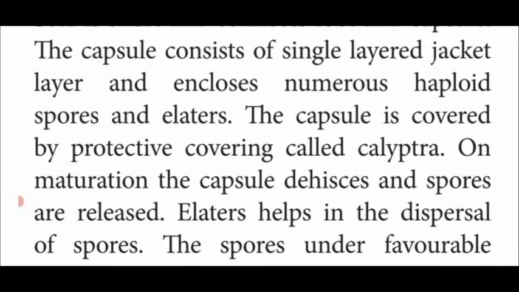A capsule is made up of a single layer. The outermost layer is known as the jacket layer, which encloses many haploid spores and elaters. So what are elaters? With the help of these elaters only, the spores are liberated outside. So the capsule consists of a single layer, known as the jacket layer, and elaters. These elaters liberate the spores outside.